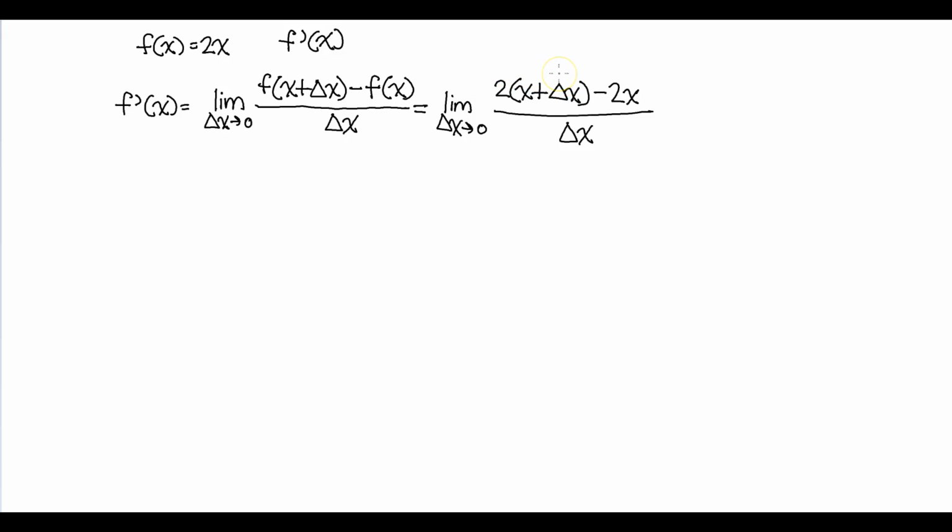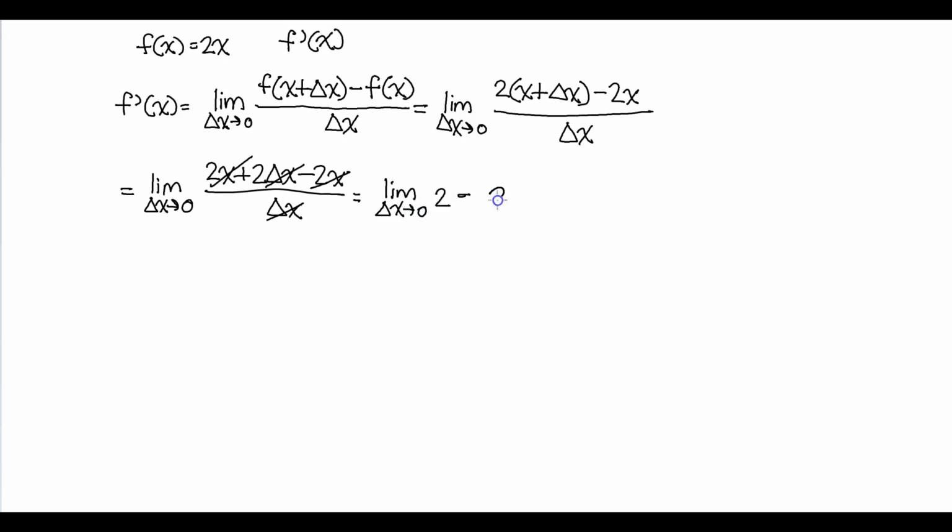Now we're going to distribute the first term in the numerator. So we're now going to have the limit as delta x approaches 0. So let's just quickly distribute: 2x plus 2 delta x minus 2x over delta x. So these two cancel, and with the resulting division, the delta x's also cancel. So we have a limit of a constant. That will just be equal to 2.